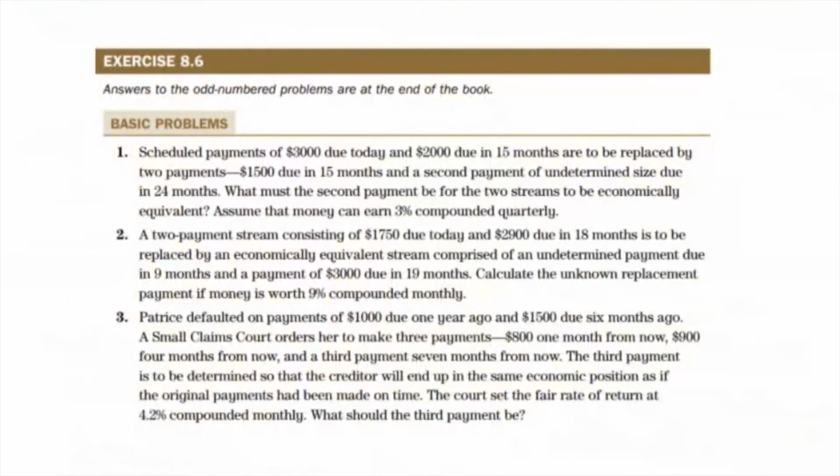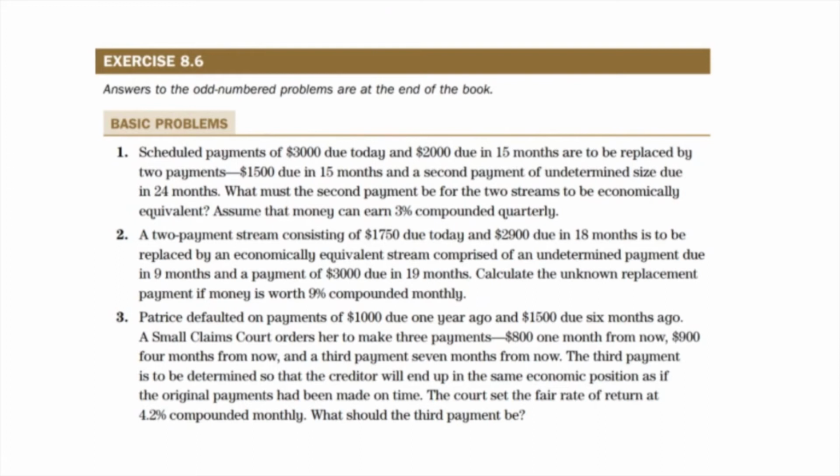A 2-payment stream consisting of $1,750 due today and $2,900 due in 18 months is to be replaced by, okay, that's as far as I'm going to go there first. So what we have is really the first stream, and the first stream consists of $1,750 now and $2,900 in 18 months' time. So we could draw a little timeline out for that. So it's $1,750 now and $2,900 in 18 months. Okay, so that's effectively stream 1, I'll call that.